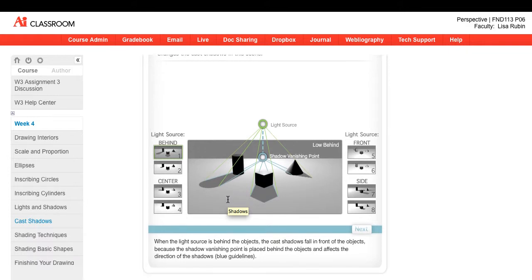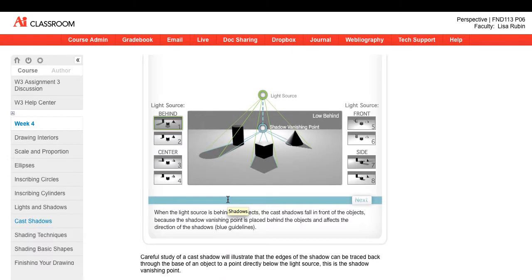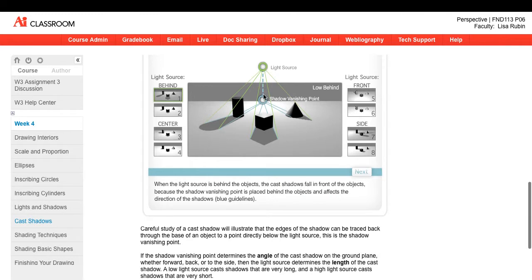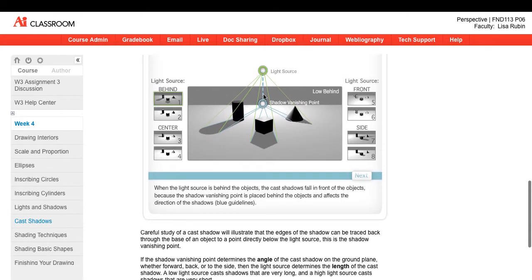Here's some more information about cast shadows. Okay, that's the shadow, and it is in perspective. Okay, so it's in perspective with the vanishing point as the light source. All right, the objects are in perspective with the vanishing point being on the horizon line, but the shadows for the objects are also in perspective, in this instance 1-point perspective, with the light source being the vanishing point. Okay, so that's a really easy way to document that.